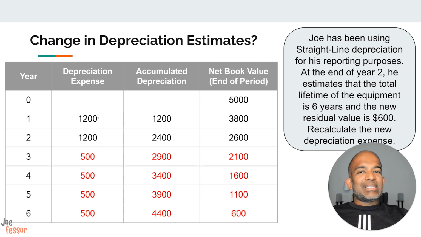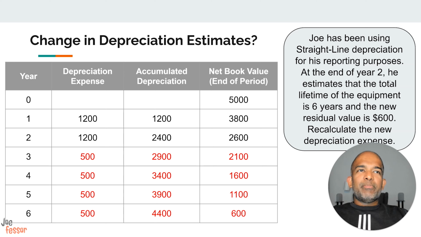Let's stick to the previous example we've been following. Joe has been using straight line depreciation for his reporting purposes. At the end of year 2, he estimates the total lifetime of the equipment is 6 years. And now the new residual value is $600. Recalculate the new depreciation expense. Originally, the equipment was supposed to be useful for only 4 years, but now the new useful life is 6 years. Also, the residual value, which used to be $200, is now $600.